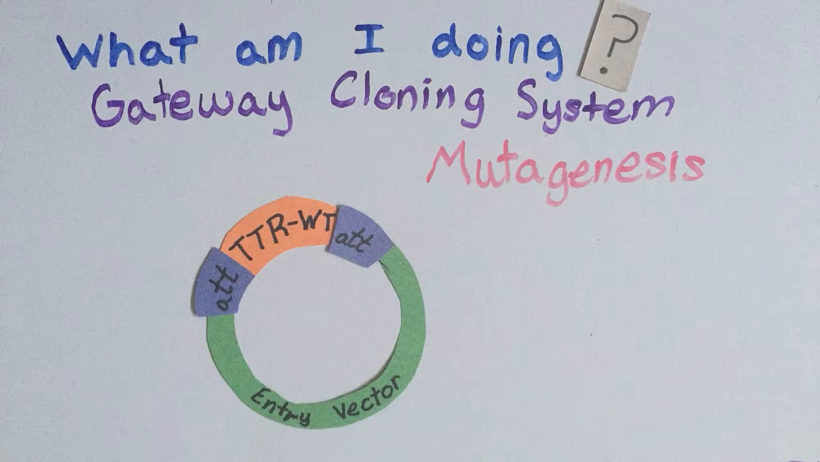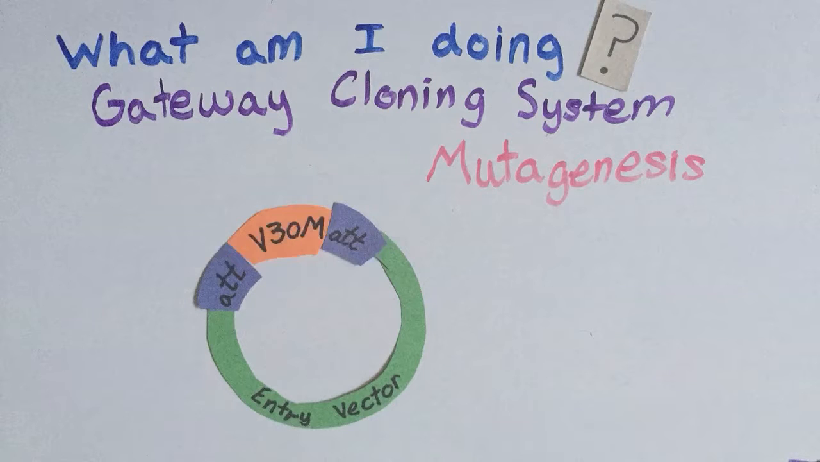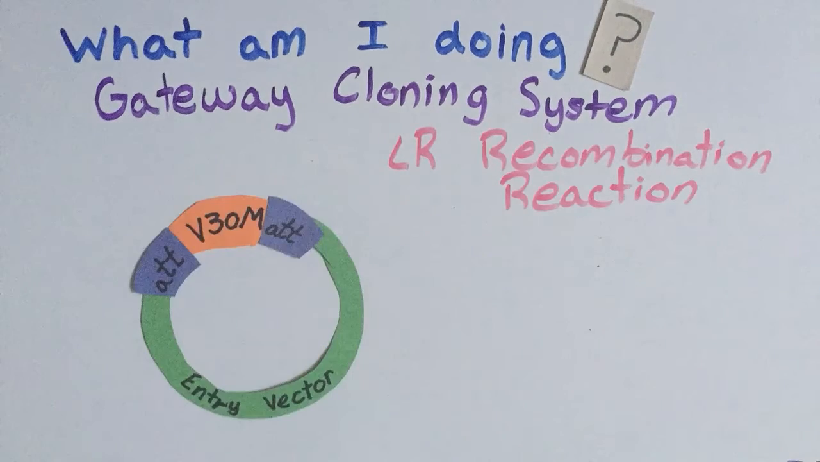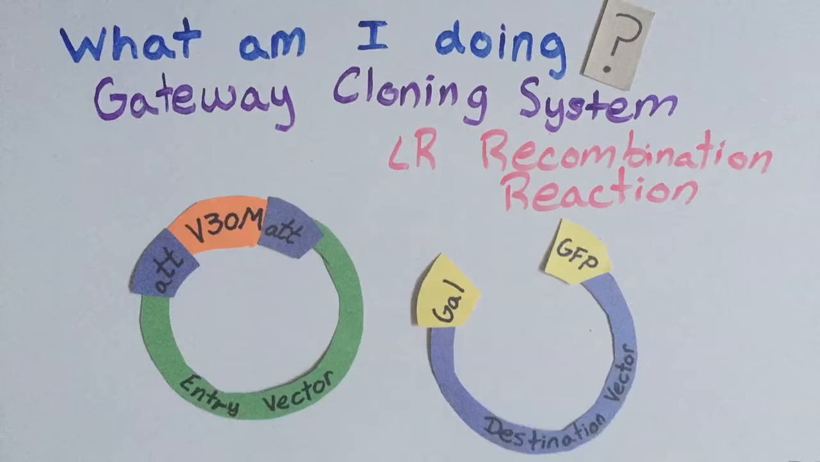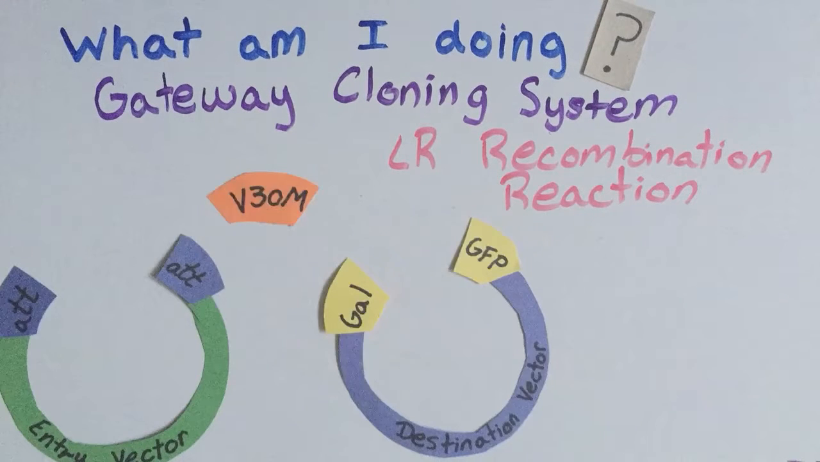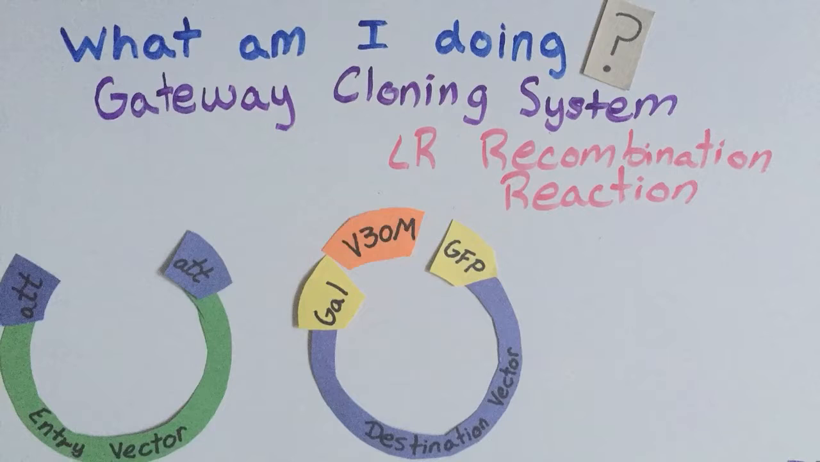At this point, mutagenesis will take place to create each of the 3-point mutations to be studied. Then, through the LR recombination reaction, each of the genes will be cloned into the destination vector containing the GAL promoter and GFP fluorescent sites.